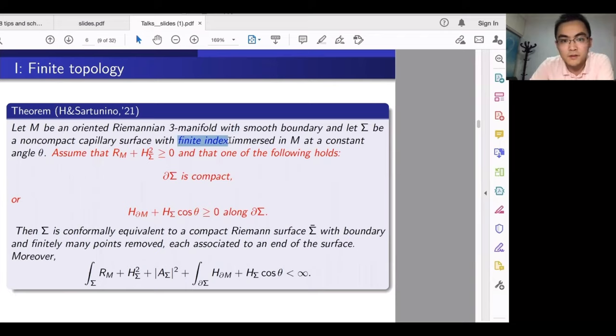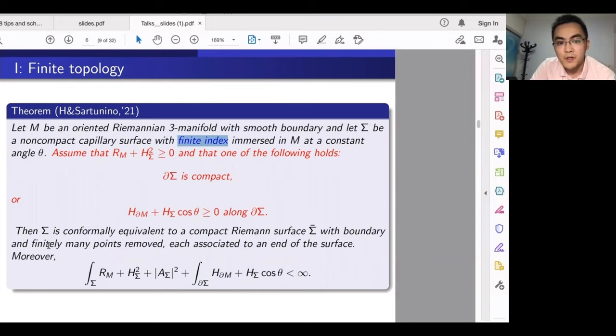Then furthermore, if we assume that the scalar curvature plus the mean curvature squared is not negative, and one of the following conditions holds. So either the boundary is compact, or the boundary mean curvature plus the mean curvature of the surface times cosine theta is not negative along the boundary of the surface when the boundary is non-compact, okay? Then we can show that the surface is conformally equivalent to a compact surface, sigma bar, with boundary and punctured at finitely many points.